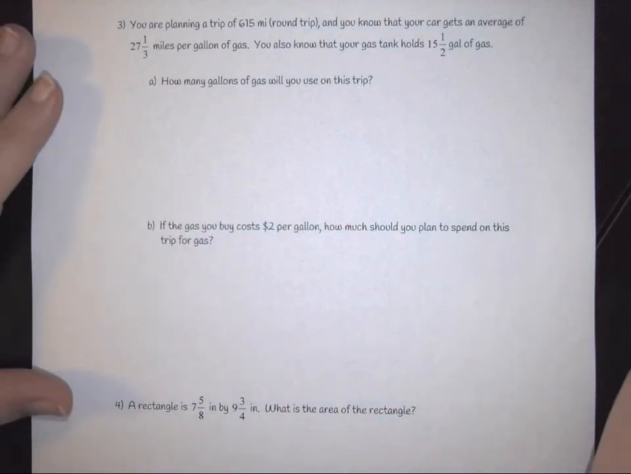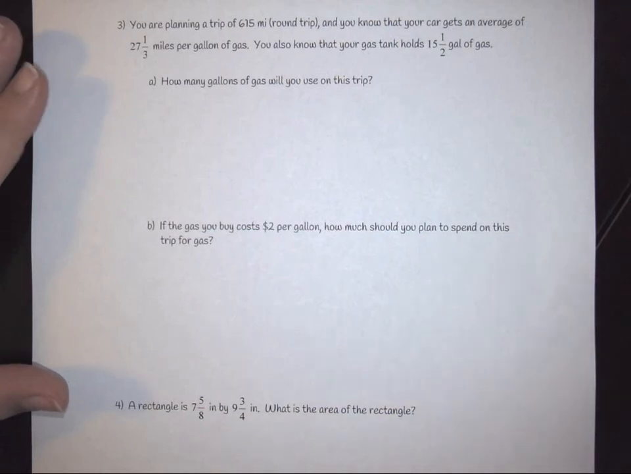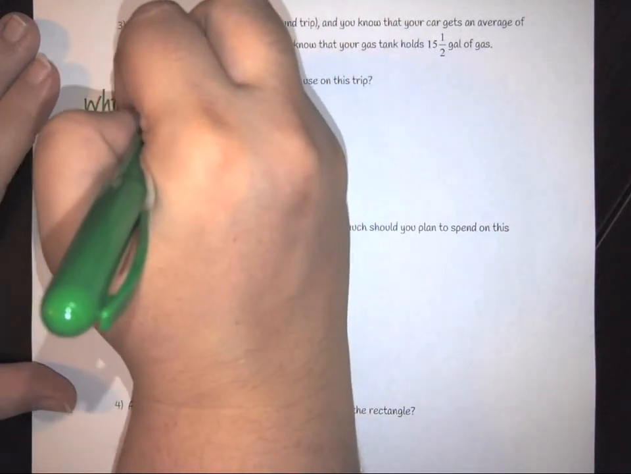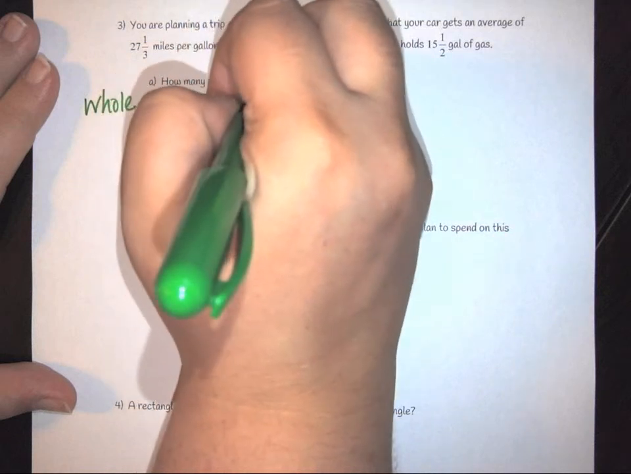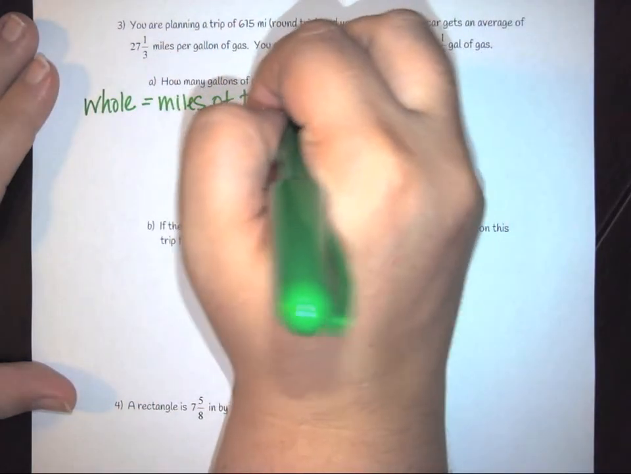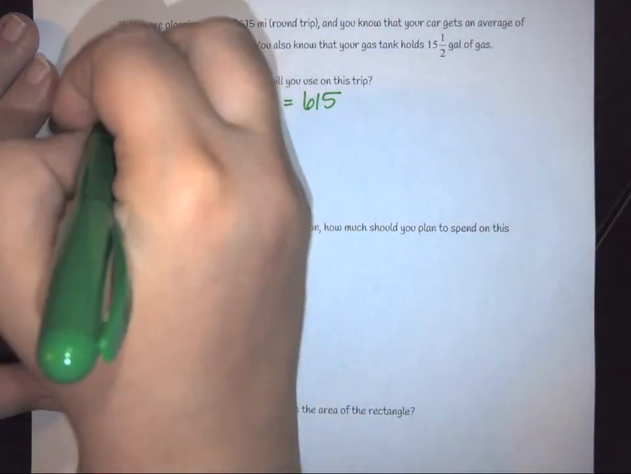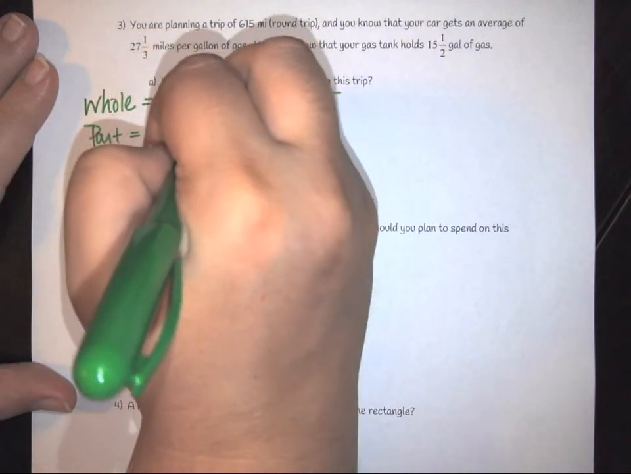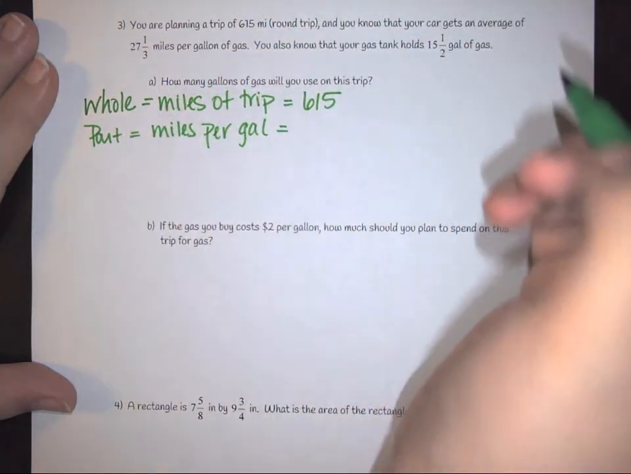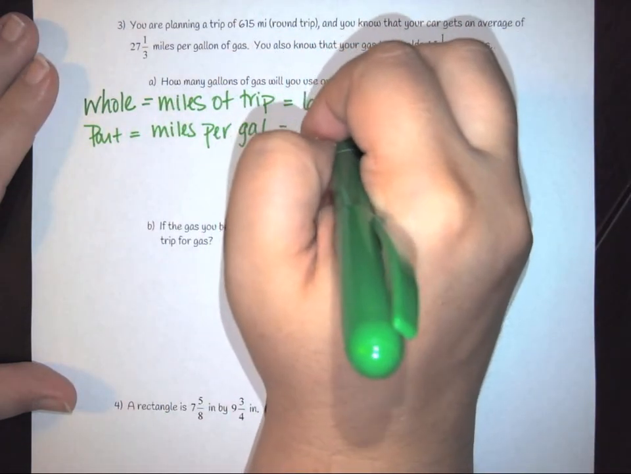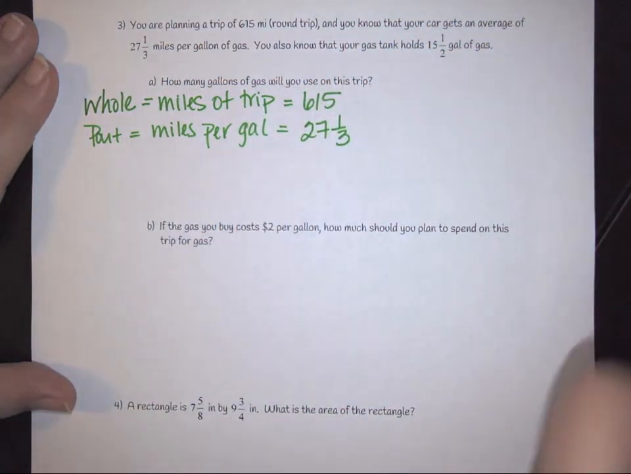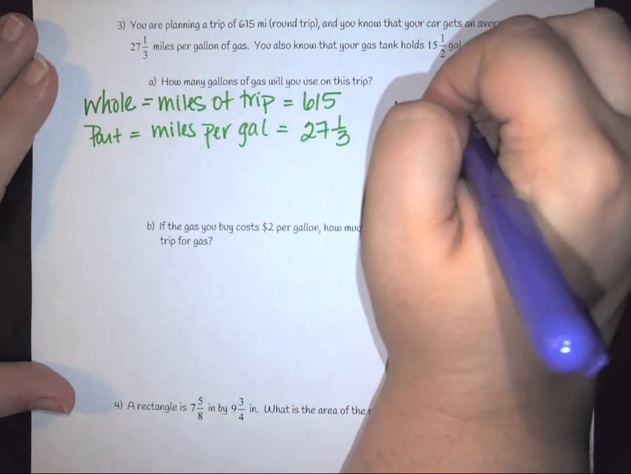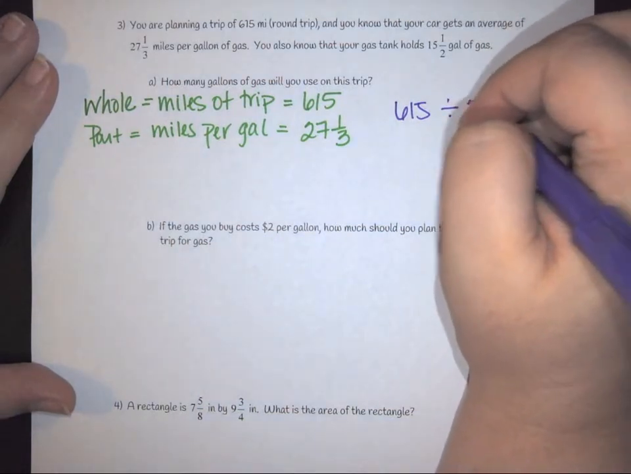Well, to do that means you have to identify the whole and the part. So here, the whole is talking about the miles of the trip. So in that case, this is going to be 615. The part is talking about your miles per gallon. So in this case, that's going to be 27 1/3. Okay, that's what we know. So we have 615 divided by 27 1/3.